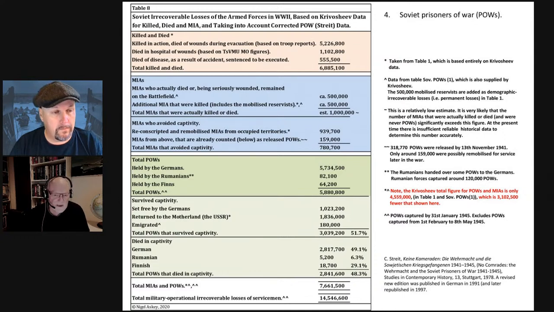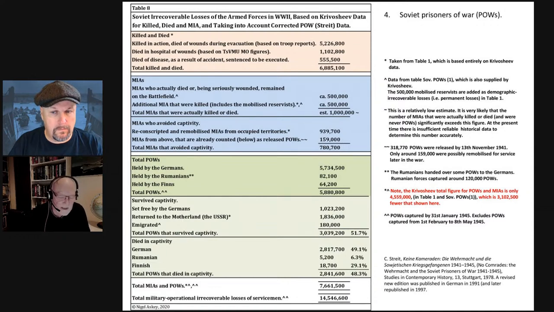So that figure's the one that's used pretty much now in most sources on this subject. But what Street didn't know was that approximately 1.8 million went back into return to the USSR. So he wouldn't have had access to this data. So I've plugged that in here, and also this 180,000 here, which you see the star and the little sign there, they indicate that's Krivosheev data. So that's new data Street didn't have access to.